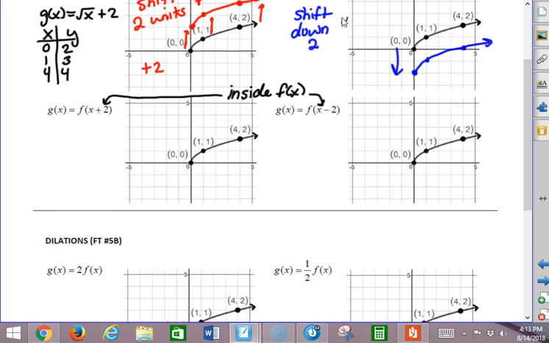Now what do we do with the square root? Well, since f of x equals the square root of x, then f of x plus 2 is just going to be the square root of the quantity x plus 2.